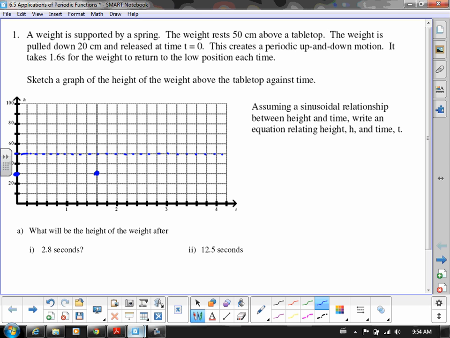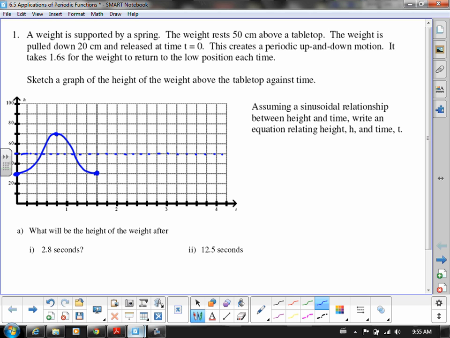The maximum value has to happen halfway between 0 and 1.6 because of the type of function that we're going to be using. So halfway between 0 and 1.6 is 0.8, so we need to go up to a value of 70. So from here, I have enough information to be able to draw my graph, and I can see that it's roughly like this.